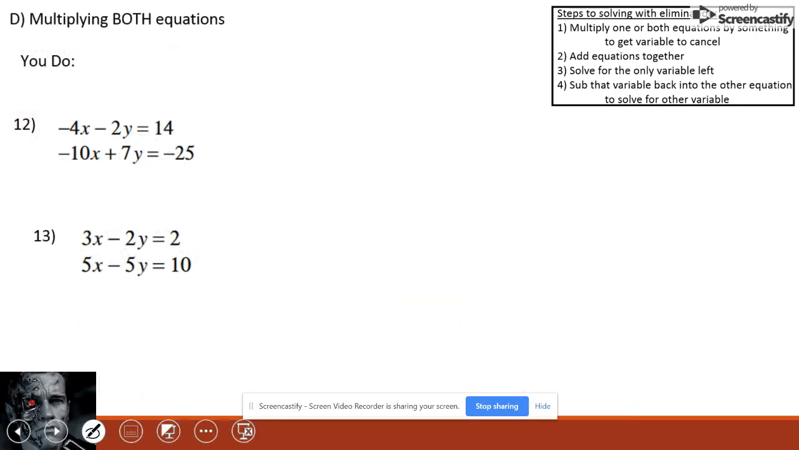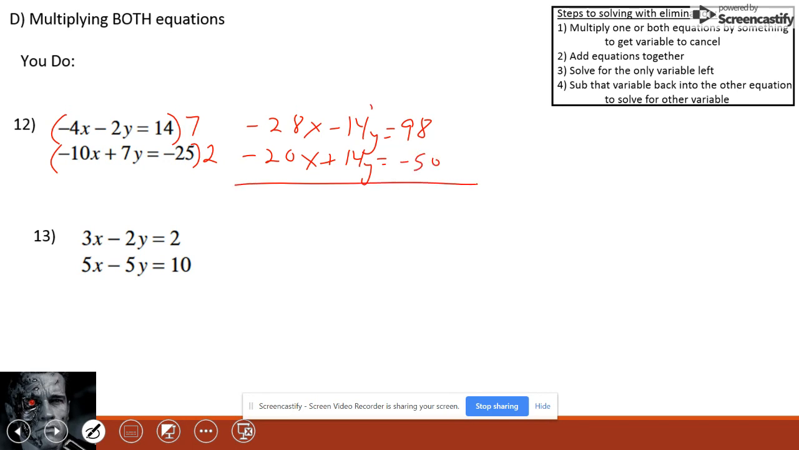Number 12. Again, I'm looking, is there something that has opposite signs? I see the negative 2 and the positive 7. So again, I'm eliminating y. I'm going to multiply the top equation by 7 because I want to make negative 14, and the bottom equation by 2 to get positive 14. Work it out to the side if you can. The y's cancel out. I get negative 48x equals 48.